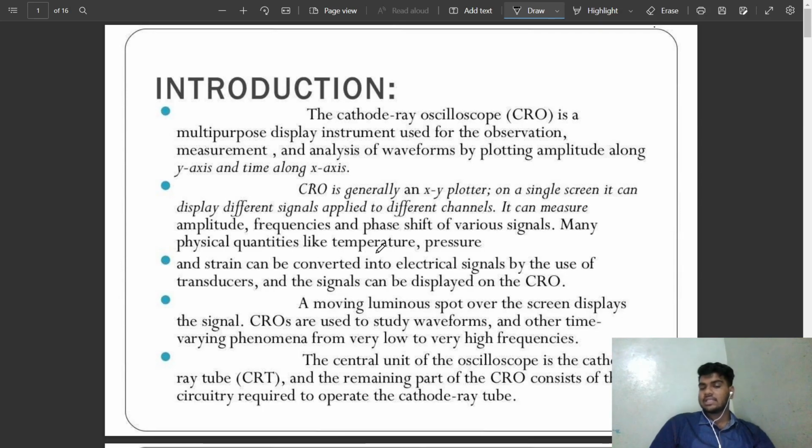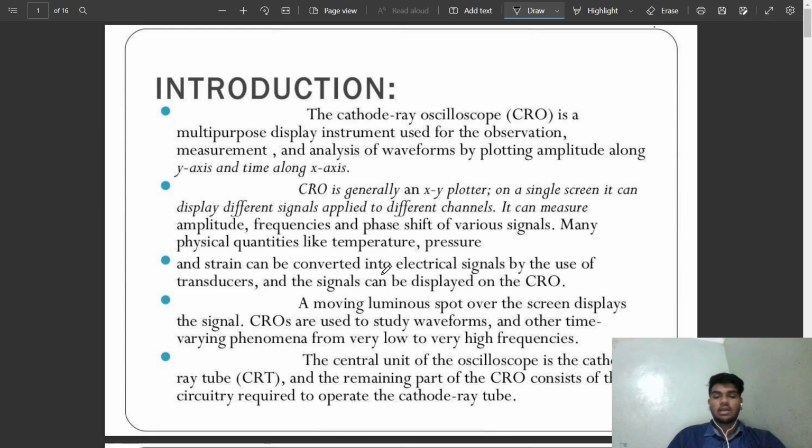Many physical quantities like temperature, and x and y are not fixed. Mostly x will be fixed as the time axis, and the amplitude, the y axis, will be varying according to the devices which we use.